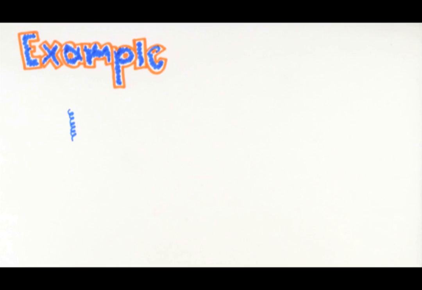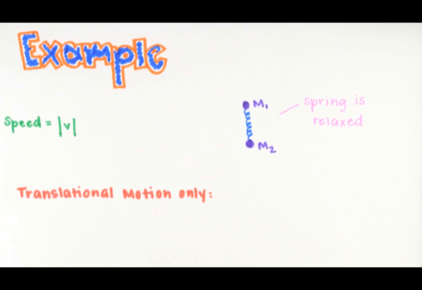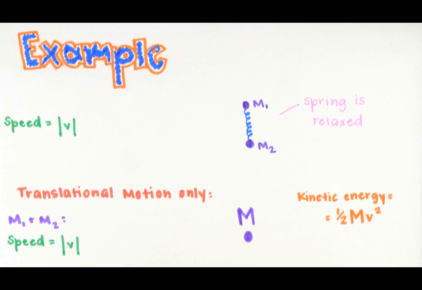Consider a spring toy that consists of two masses, M1 and M2, connected together by a spring of negligible mass. Imagine that the entire system is moving with some speed, all the while the spring remains relaxed. If we focus only on the translational motion of the system as a whole, then, in effect, we're thinking of the motion of an object of total mass m, which is the sum of the masses, moving at speed v, the system's center of mass speed. This system has a corresponding kinetic energy of translation of 1/2 times the total mass times the speed squared.